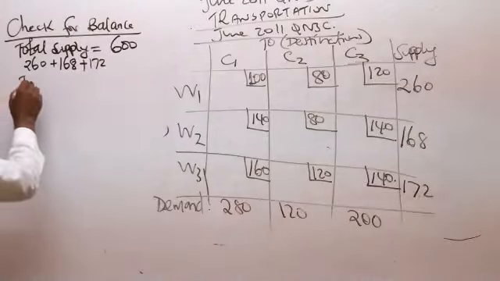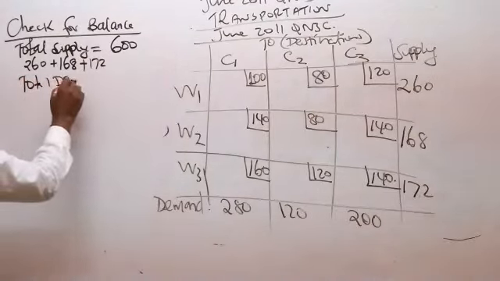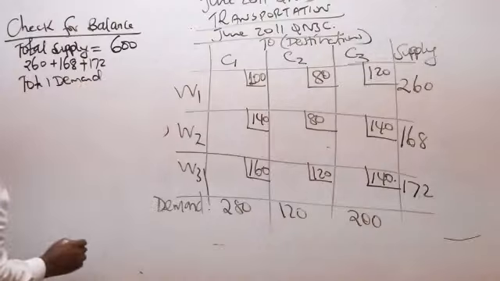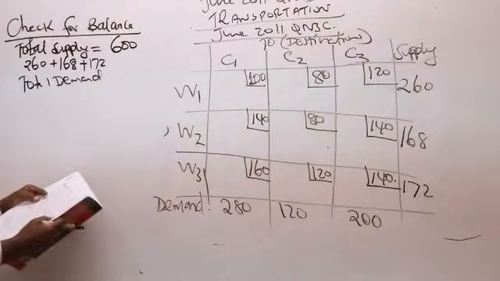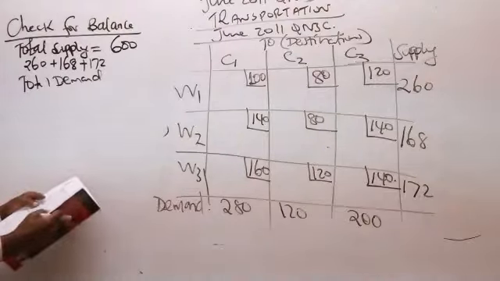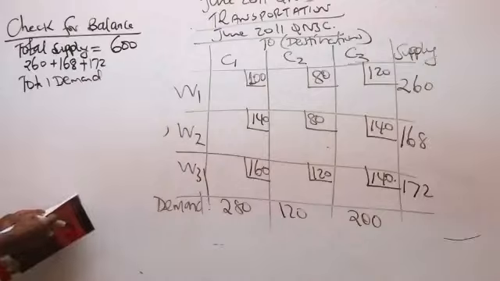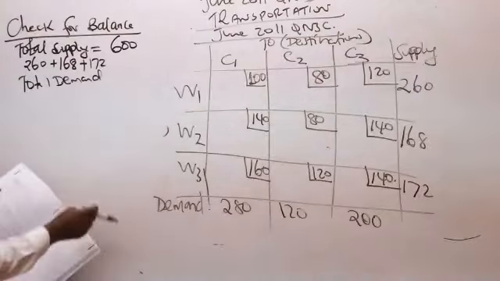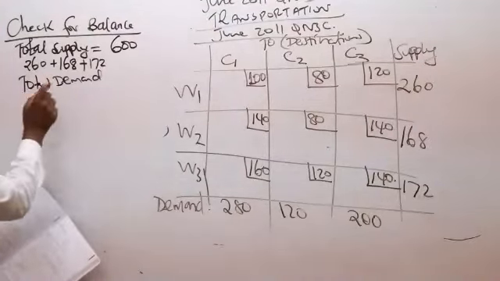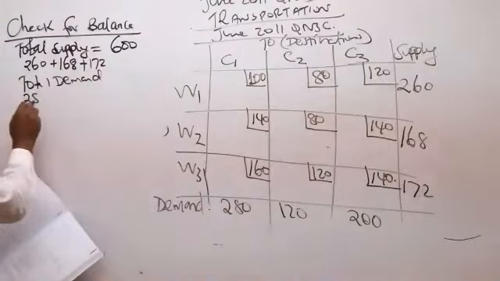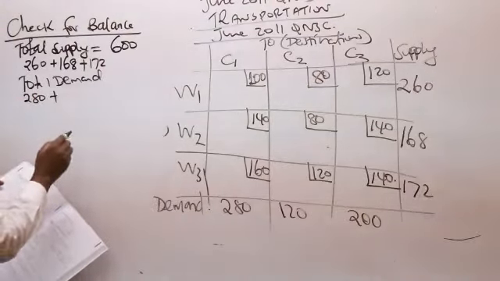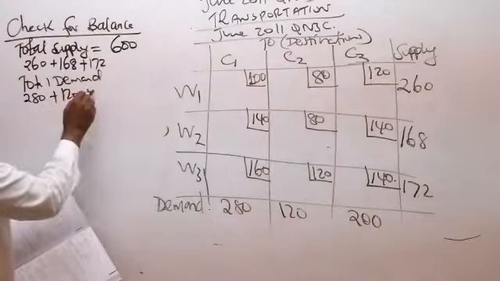From there, we have the total demand. What do we have for total demand, ladies and gentlemen? I can see the destinations there, my customers, and their requirements. Customer 1 is 280, customer number 2 is 120, customer number 3 is 200.